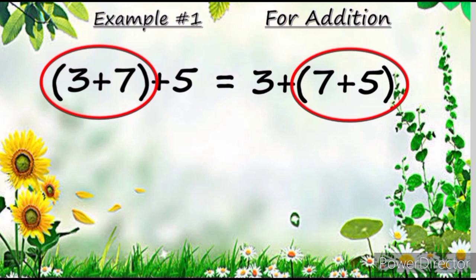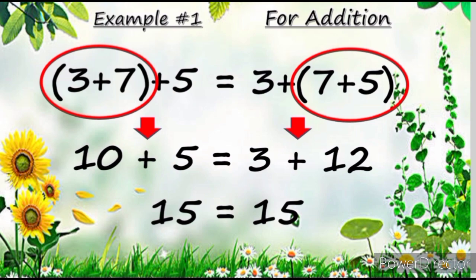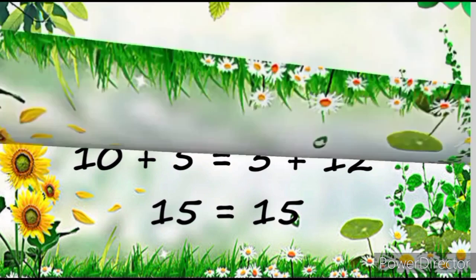Now let's answer 3 plus 7. That is equal to 10, and then bring down 5. Now let's try 7 plus 5. That is equal to 12, then bring down 3. Their sums are both equal to 15.